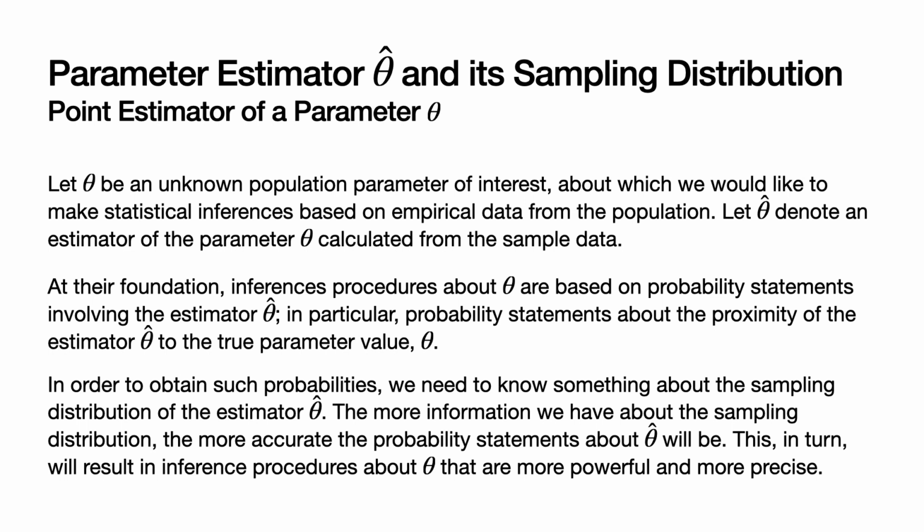In order to obtain such probabilities, we need to know something about the sampling distribution of the estimator theta hat. The more information we have about the sampling distribution, the more accurate the probability statements about theta hat will be. This, in turn, will result in inference procedures about theta that are more powerful and more precise.